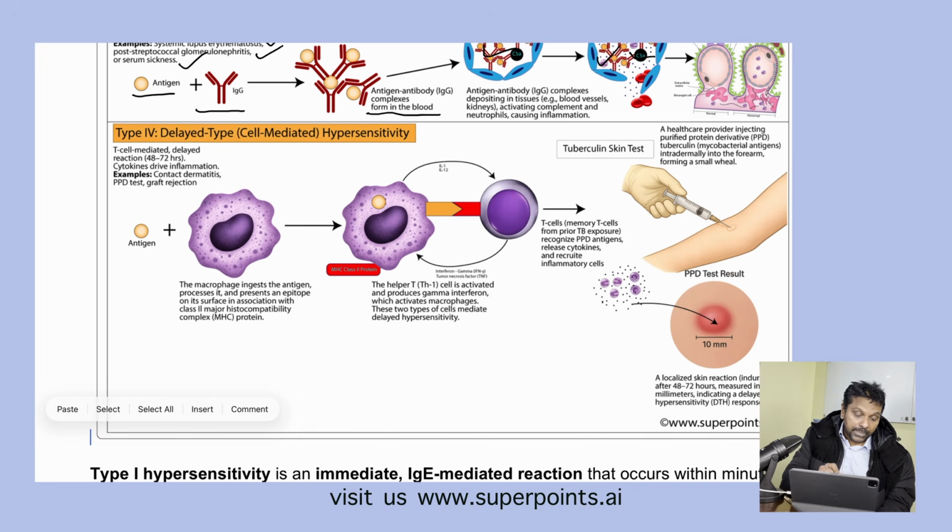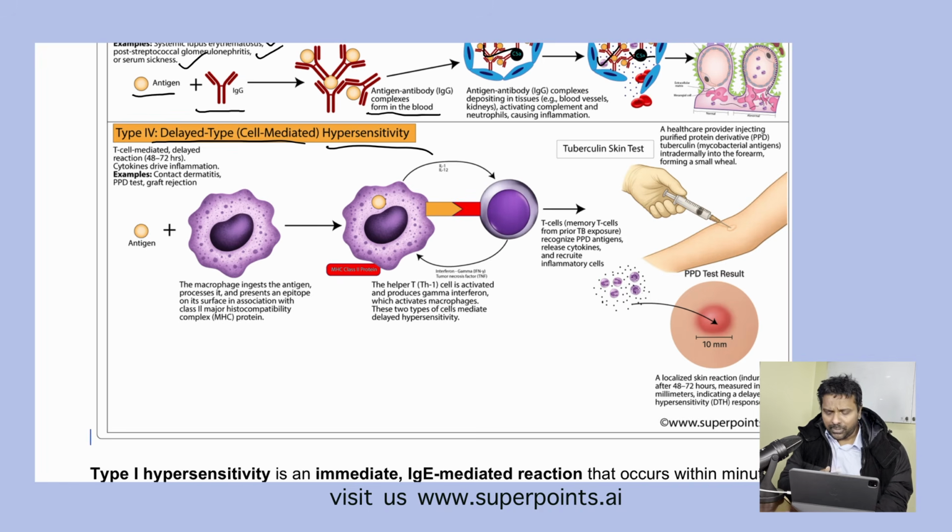Then type 4 is a delayed cell type. Extremely important, because every time you do a tuberculin skin test, okay, what are you seeing? That would be a question. T cell mediated delayed reaction, 48 to 72 hours. Cytokines drive inflammation: contact dermatitis, PPD test, graft rejection.